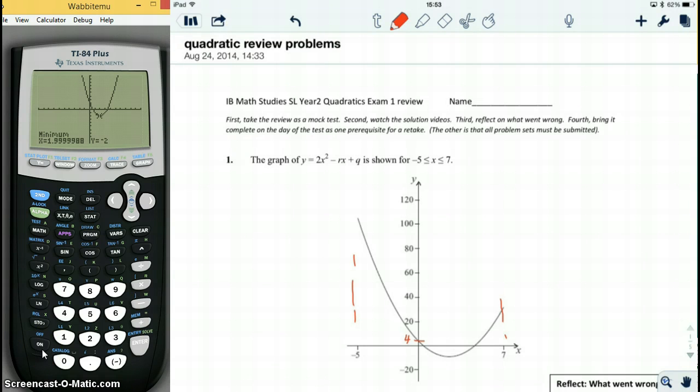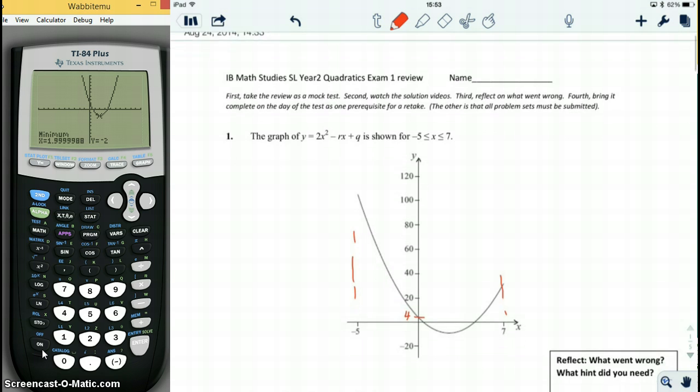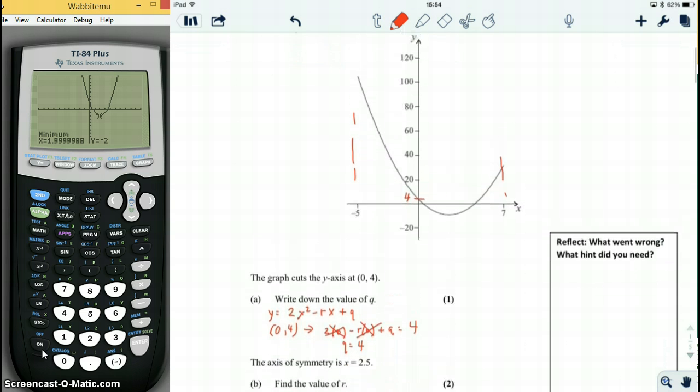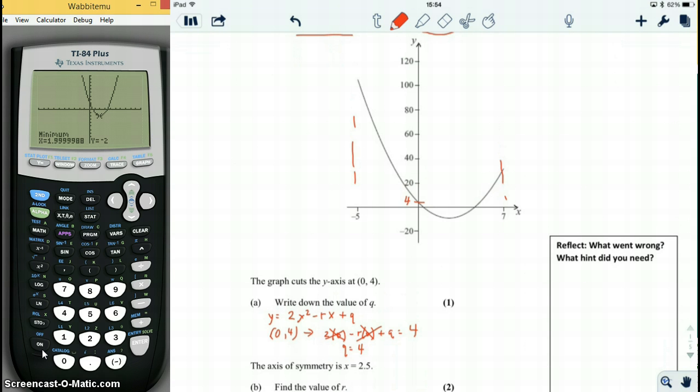We're going to go through the problems on the quadratics exam review problems. Number one, the graph of this function is shown for the domain -5 to 7. The graph cuts the y-axis at (0, 4), so I labeled that right there. It's a y-axis intercept. Write down the value of q.